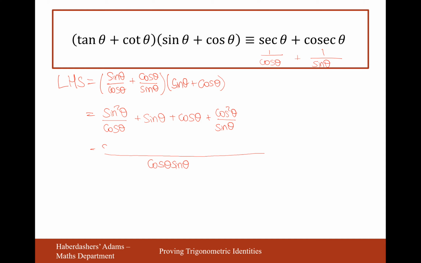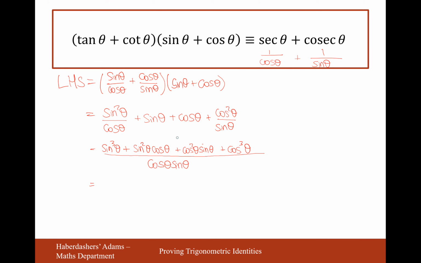So the first term is going to turn into sine cubed theta. The second term is going to turn into sine squared theta cos theta. The third term is going to turn into cos squared theta sine theta. And the last term is going to turn into cos cubed theta. Okay, so what we're trying to do now is we're trying to spot sine squared plus cos squared equals 1 from all of these components.